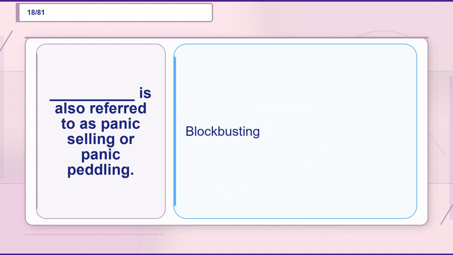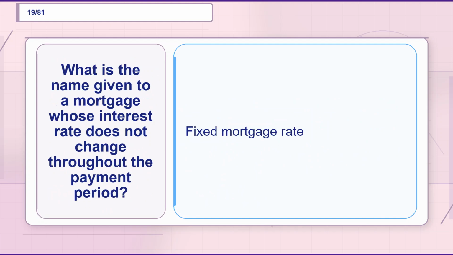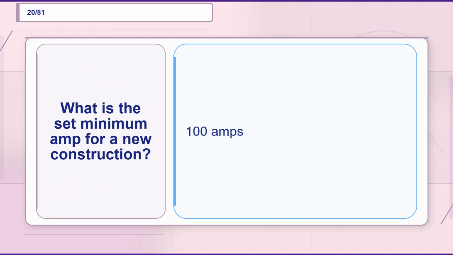Flashcard 18. Term. Blank is also referred to as panic selling or panic peddling. Definition. Blockbusting. Flashcard 19. Term. What is the name given to a mortgage whose interest rate does not change throughout the payment period? Definition. Fixed mortgage rate.